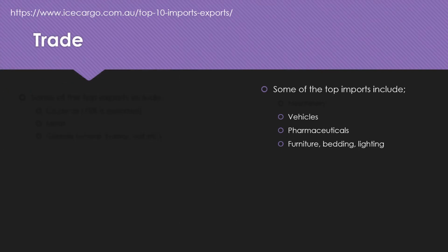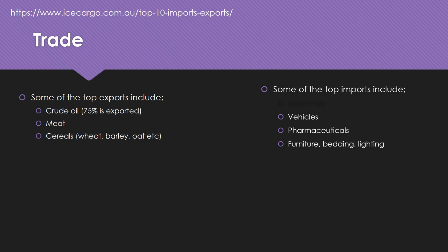Okay, if we go on and look at trade then. So again, at the top here, I've put a website which lists all the different things that Australia imports and exports, and I've included a few on this slide, but I'd maybe encourage you to go and look at that website as well to add a few more to your fact books, as well as understand what they mean when they talk about things like machinery and vehicles. They're quite general terms. What do they actually mean by that? So some of the top imports are things like vehicles, pharmaceuticals, which is medicine, and furniture, bedding and lighting.